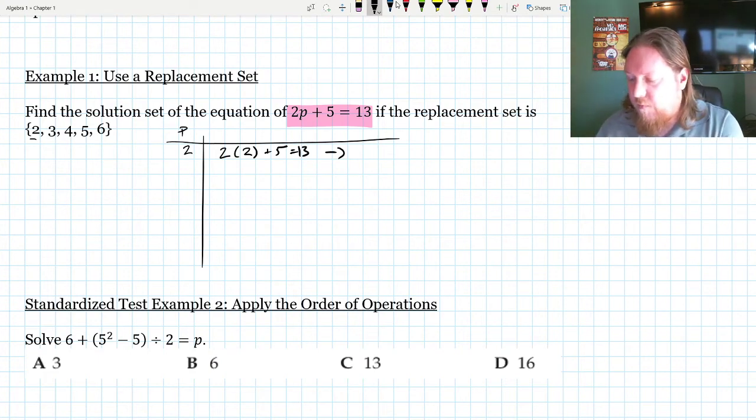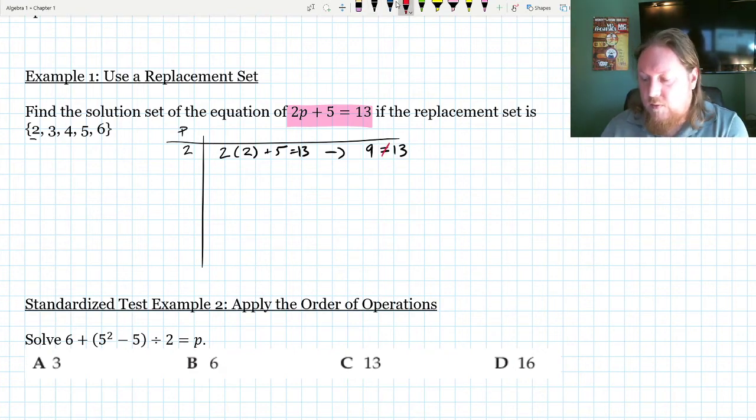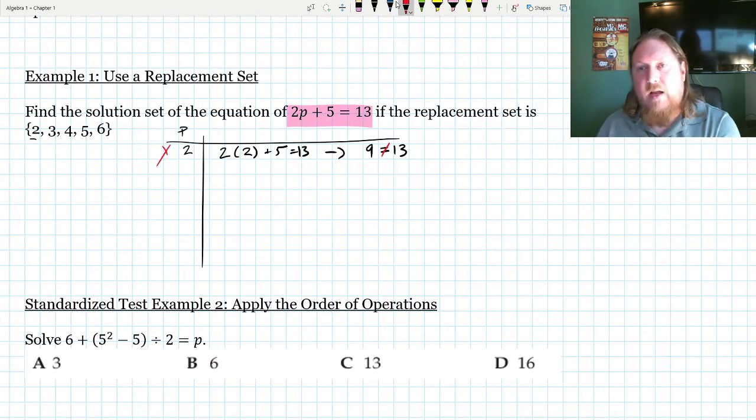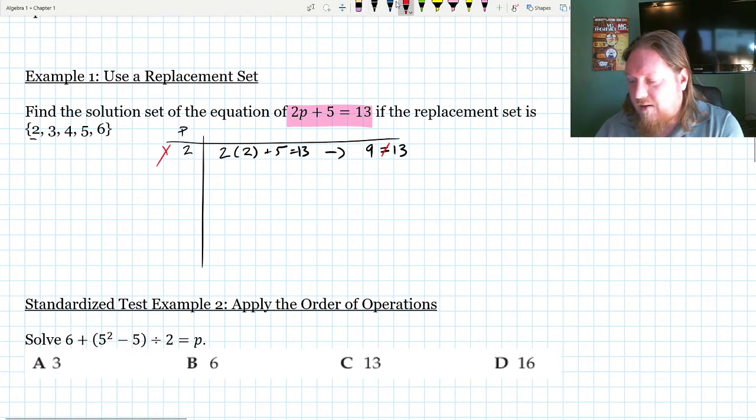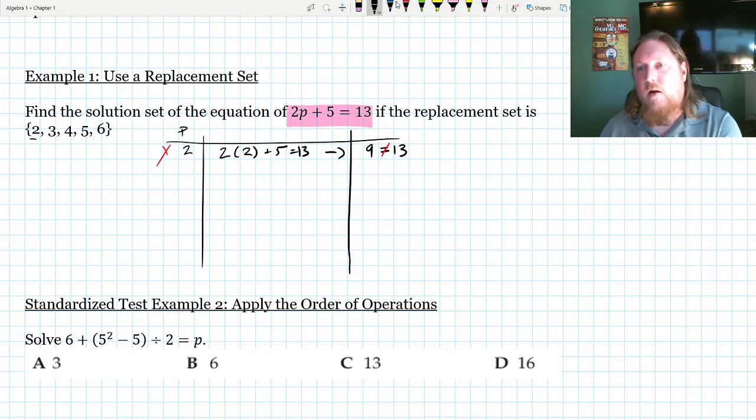2 times 2 is 4, plus 5 is 9. Does 9 equal 13? No, it does not. So that is not a solution. So I'm going to put a little x next to that and say that it's not equal. If you don't like the little arrow thing to go to it, just make a third column. All right? And that's what I'll do for the rest of them.